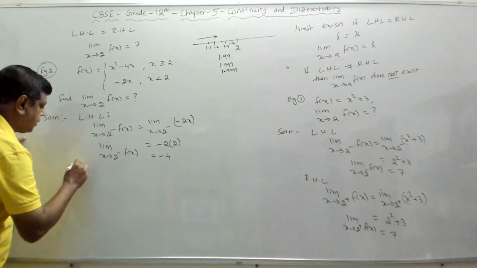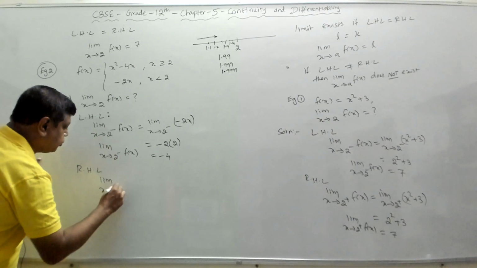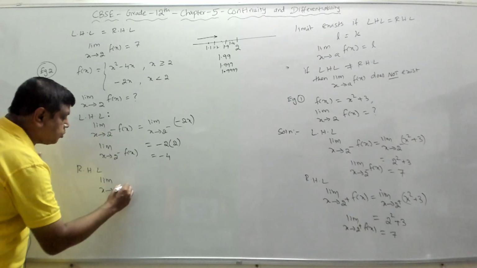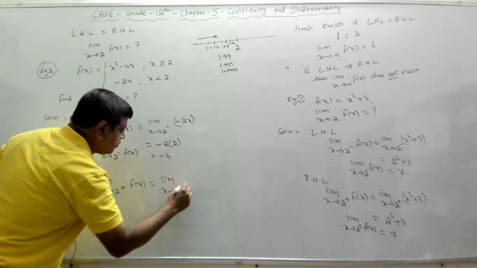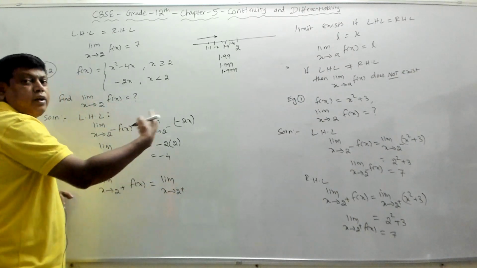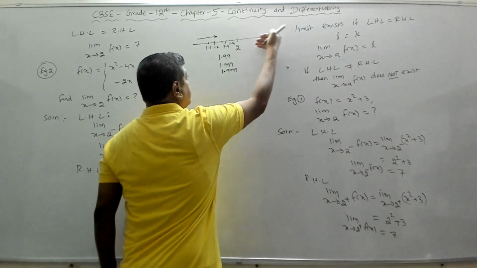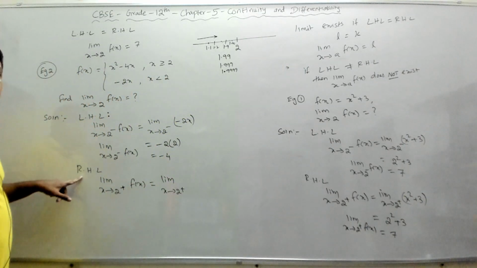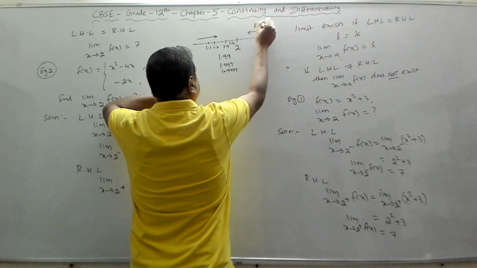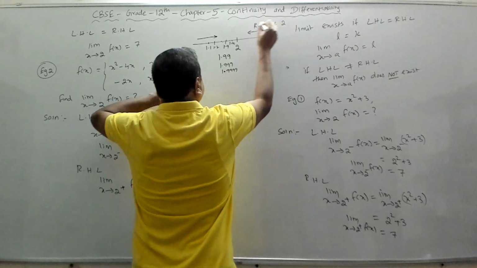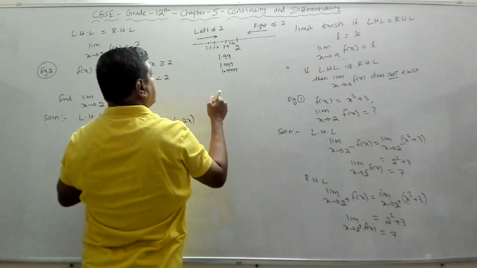Now let's find our right hand limit. That is limit x goes to 2 plus f of x, which means x is approaching 2 through values greater than 2. That's the meaning of 2 plus, which means we are approaching 2 from the right side of 2. That's why it's called the right hand limit. So we are approaching like this. This is the right side of 2, and this is the left side of 2.